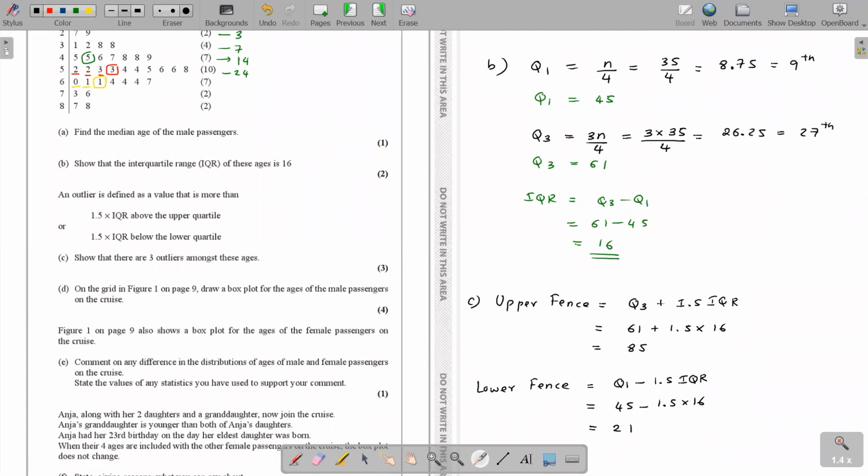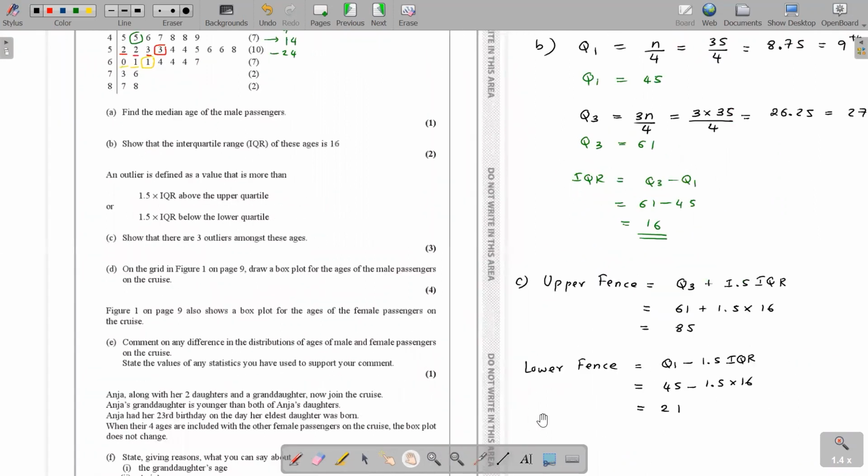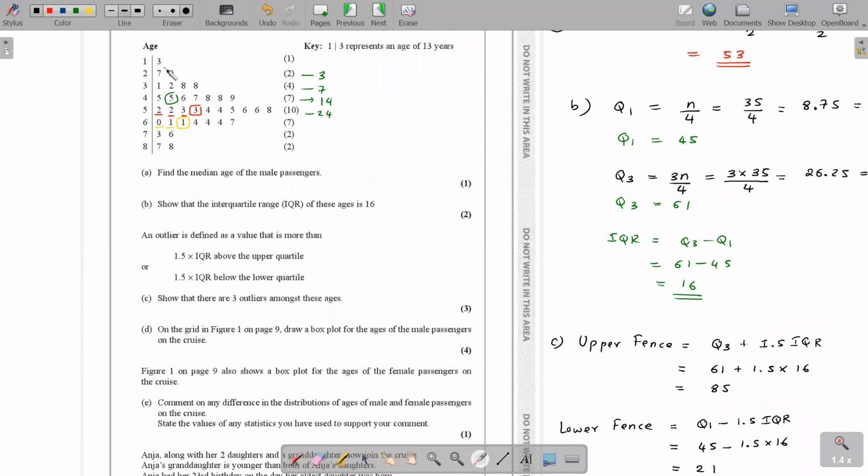Okay, let's check the outliers. At the beginning, the first value I have is 13. You can see here my lower fence is 21. 13 is lower than 21, which means what? 13 is an outlier. The next value is 27. Is 27 an outlier? No, because it's more than 21. The boundary is at 21. Anything below 21 is an outlier. Okay, 21 or more, it's inside the data set.